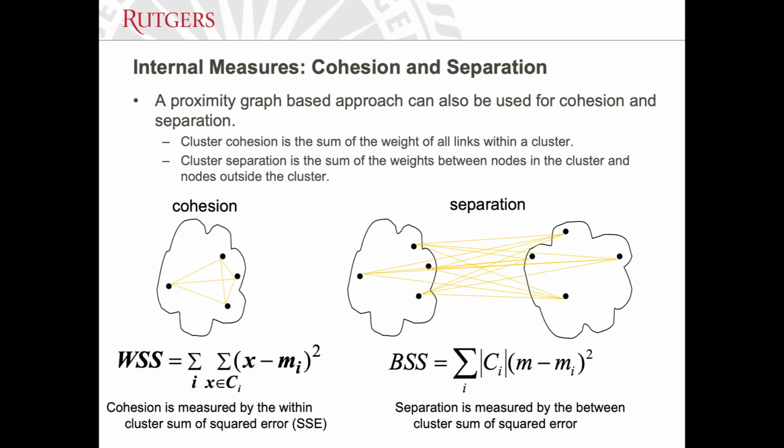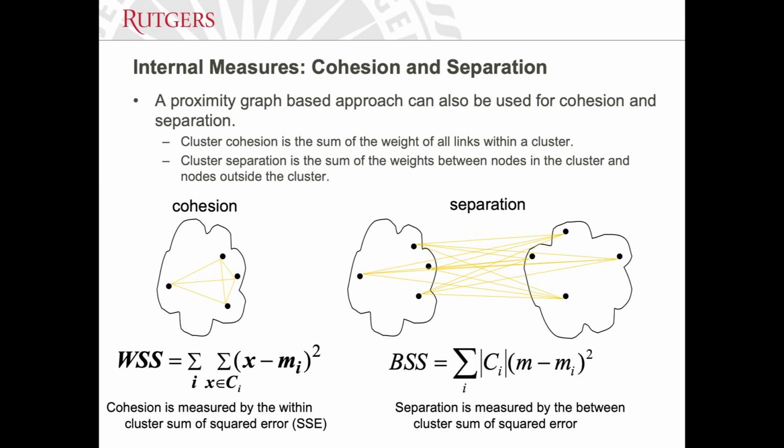As mentioned earlier, internal measures are usually divided into two classes, cluster cohesion and cluster separation. Cluster cohesion measures how closely related the objects in a cluster are. It is about the compactness and tightness of the objects. Cluster separation measures how distinct or well separated a cluster is from other clusters. It's about isolation of the objects.